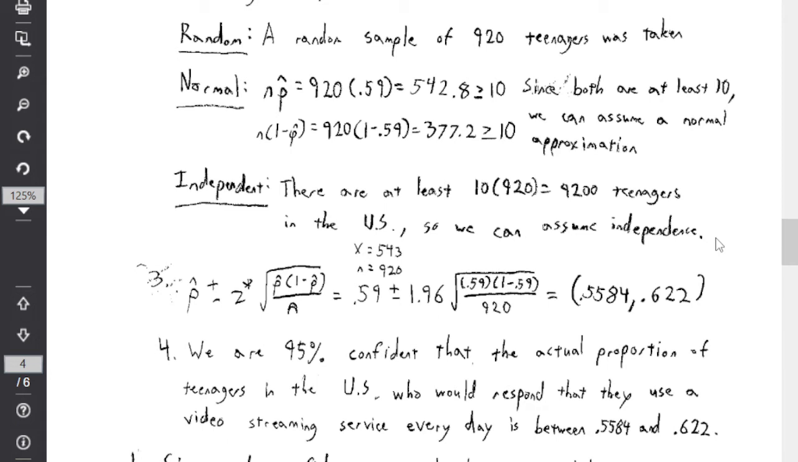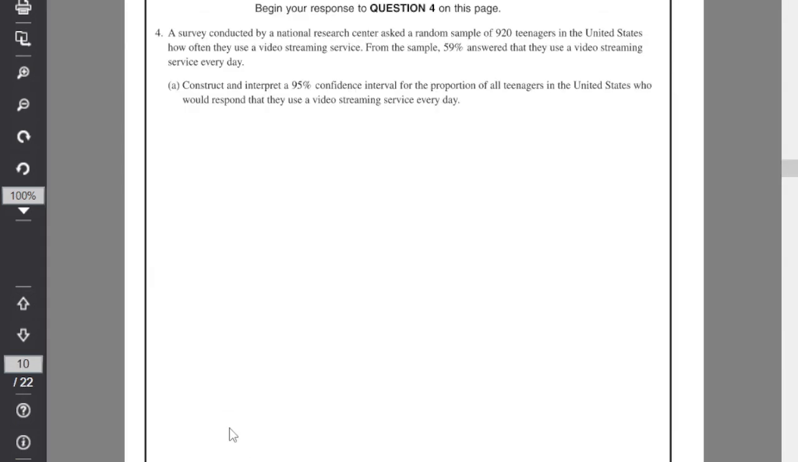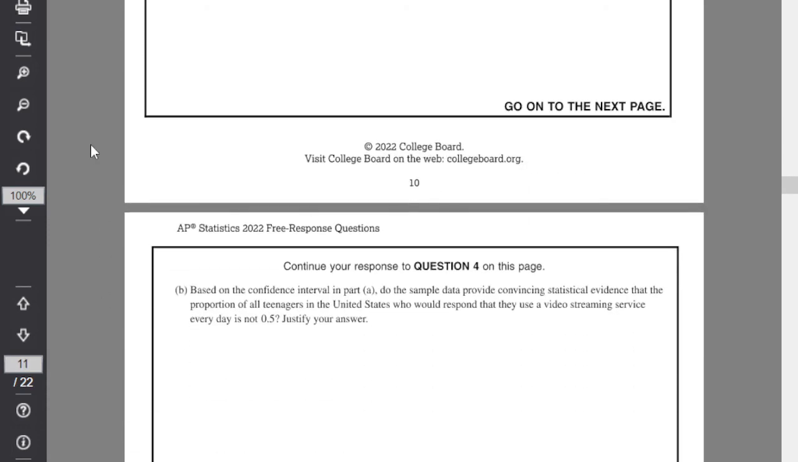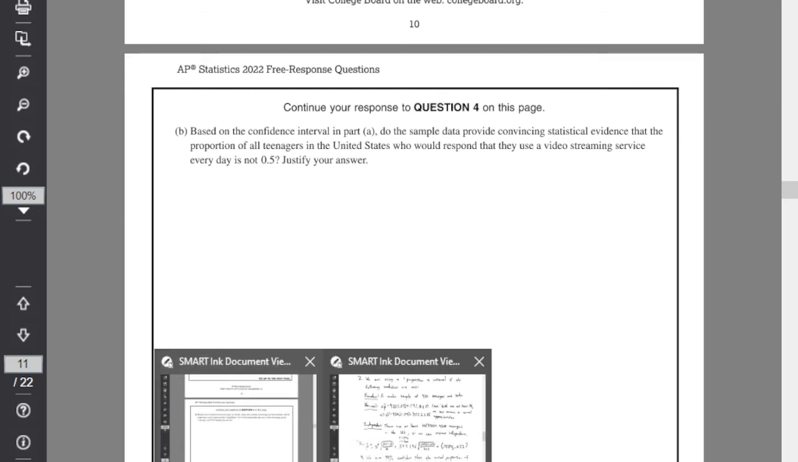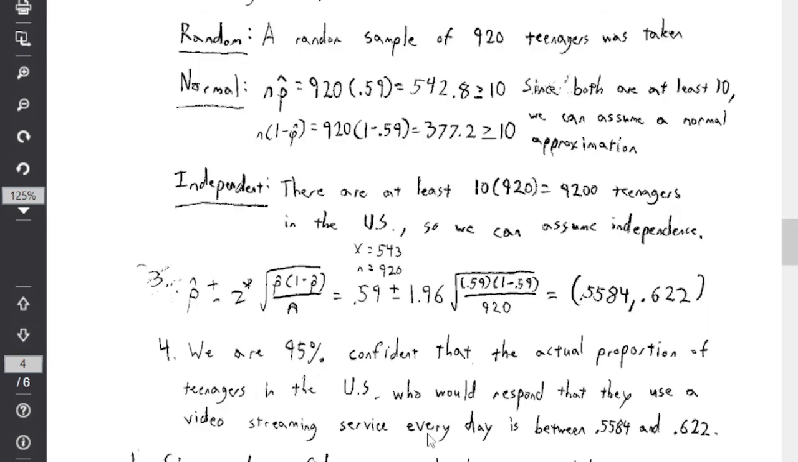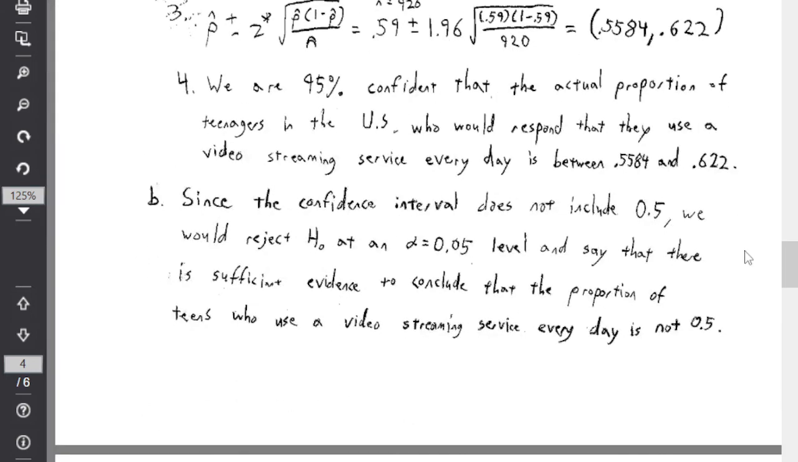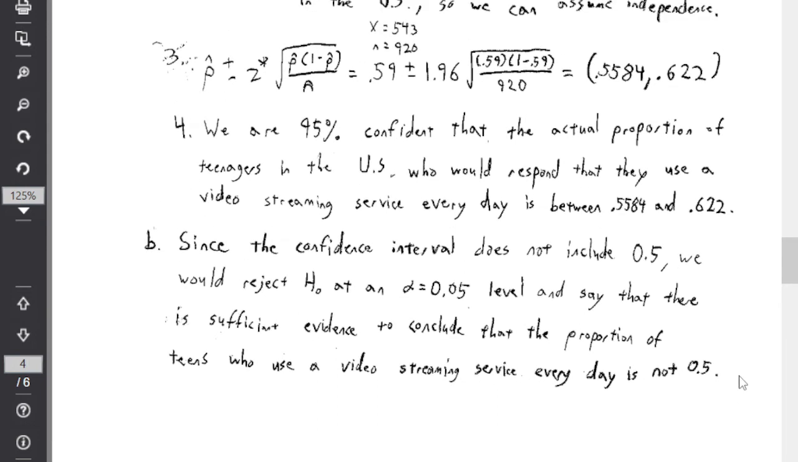So part B then asked you, based on this confidence interval, is there enough evidence that the proportion is not 0.5? You did not need to do a whole new 4-step process on this one. The idea that they were looking for is, based on this confidence interval, does this confidence interval include 0.5? No, it doesn't. Therefore, we would reject the null hypothesis and conclude there is enough evidence that the proportion is not 0.5.